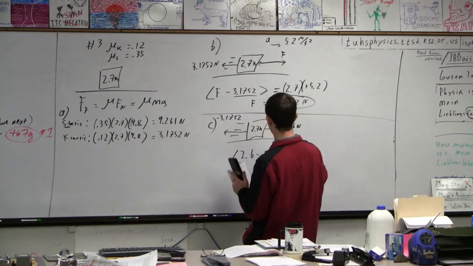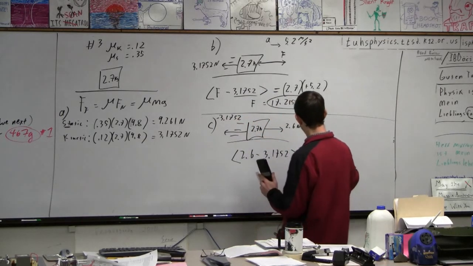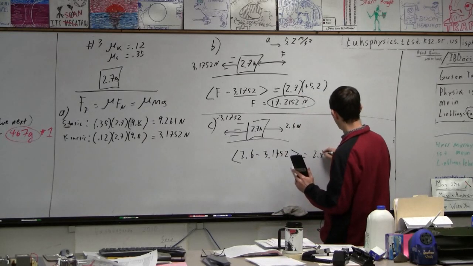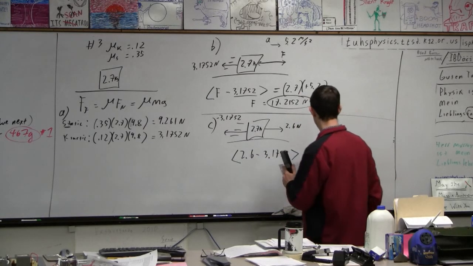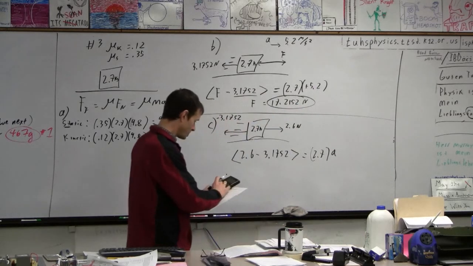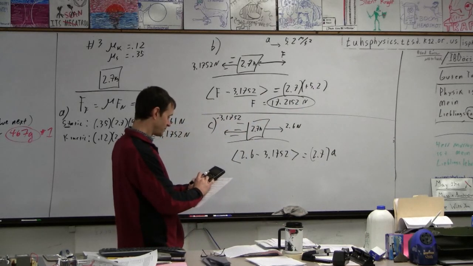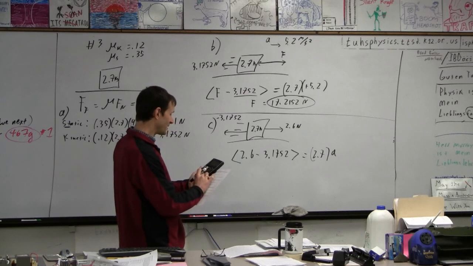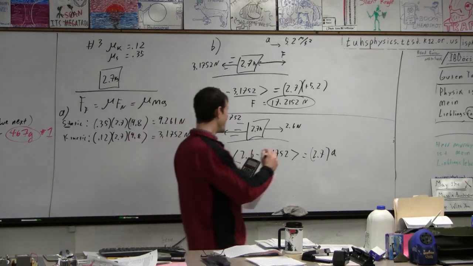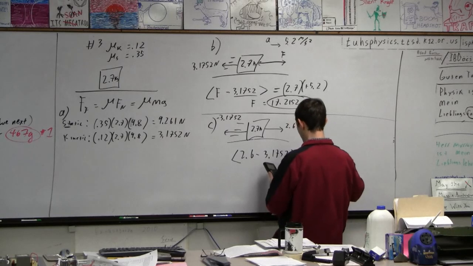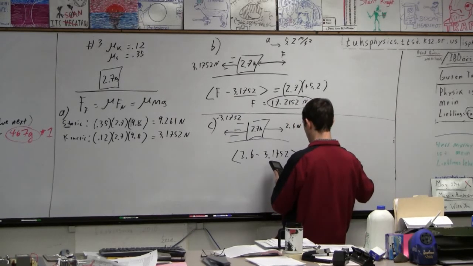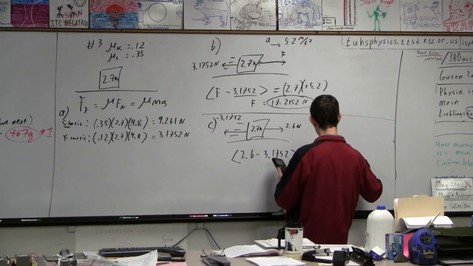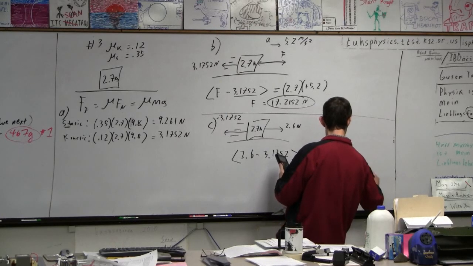So I can say 2.6 minus 3.1752 equals 2.7 times an unknown acceleration. So 2.6 minus 3.1752 divided by 2.7. And I'm getting a is negative 0.213037 meters per second squared.